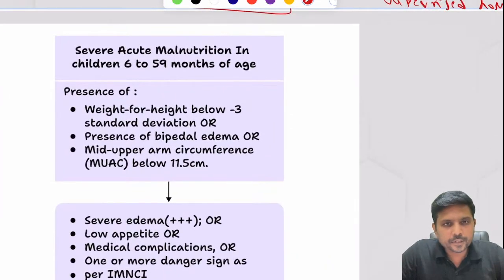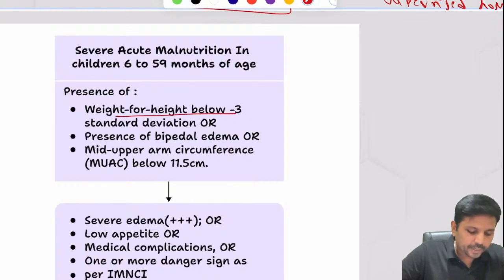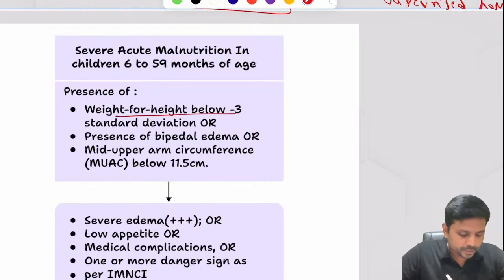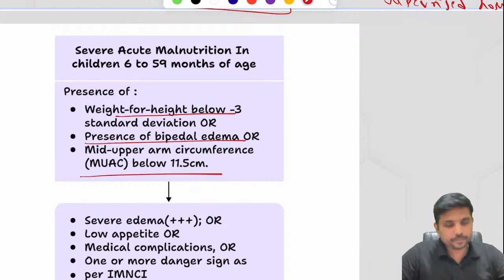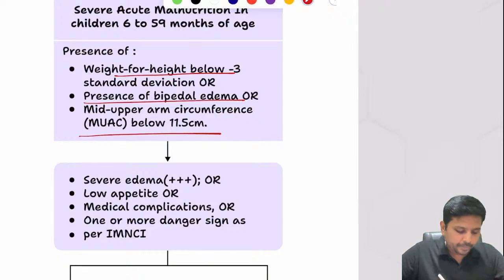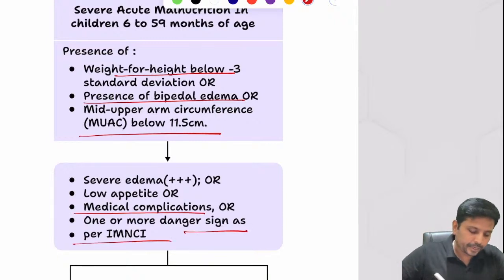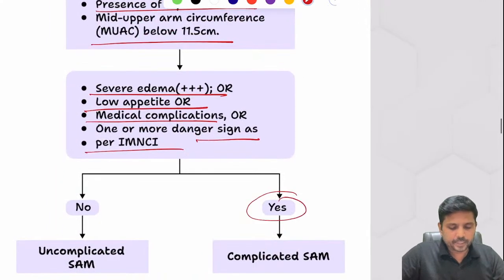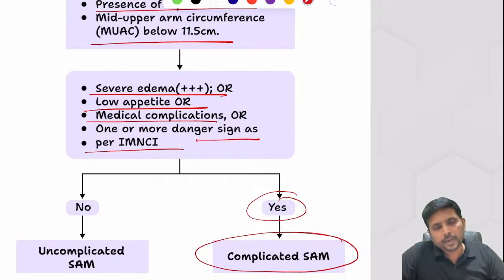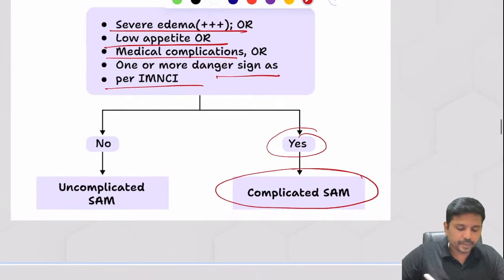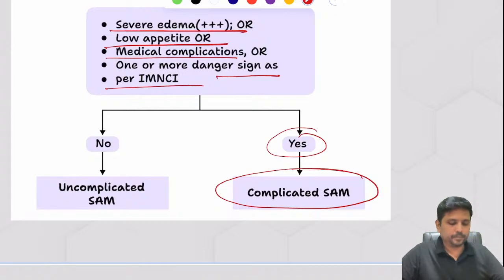Severe acute malnutrition, 6 months to 6 years: weight for height less than 3 standard deviations, bipedal edema, mid upper arm circumference less than 11.5. Remember, when you have a medical complication, one or more danger signs of IMNCI, severe edema, or low appetite, it comes under complication. It should be treated in hospital, whereas uncomplicated can be treated at home.